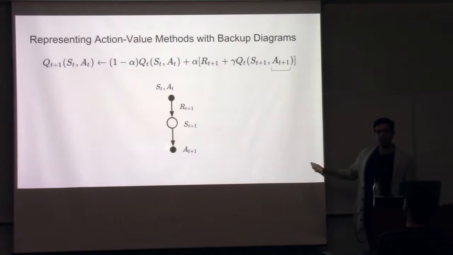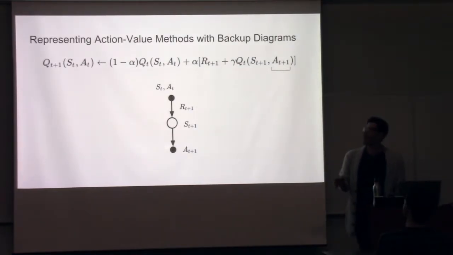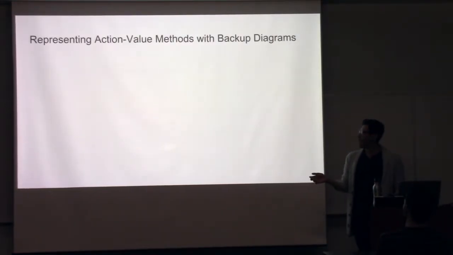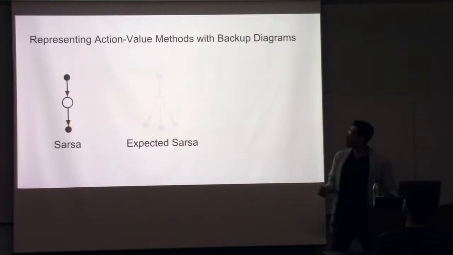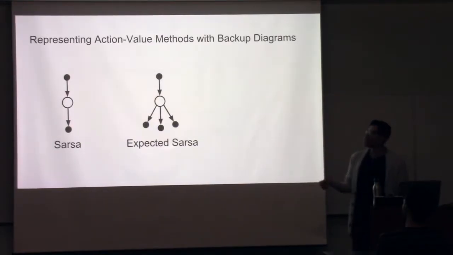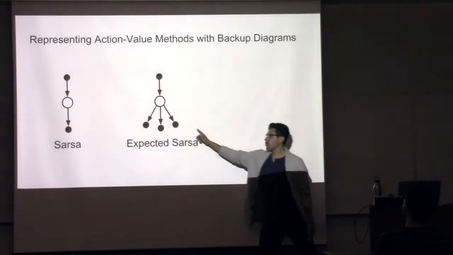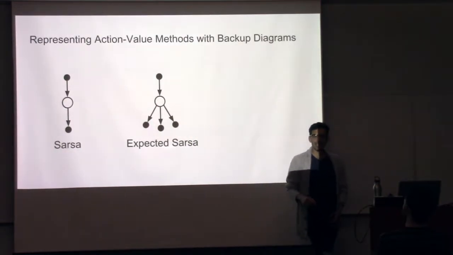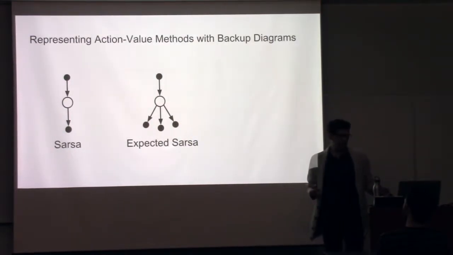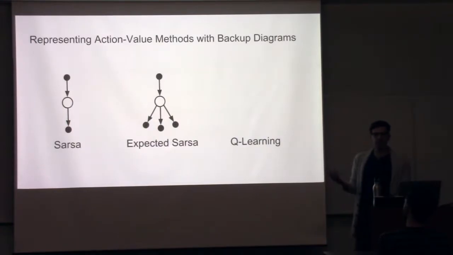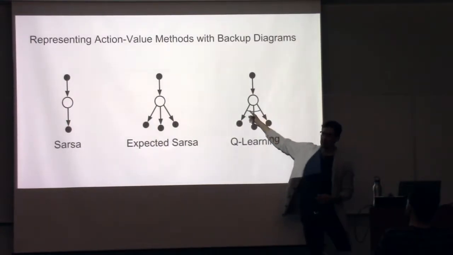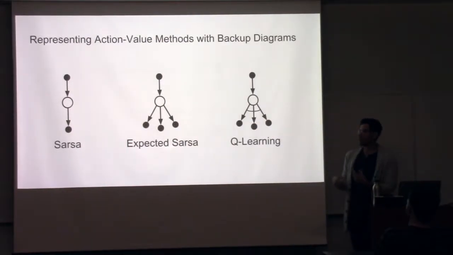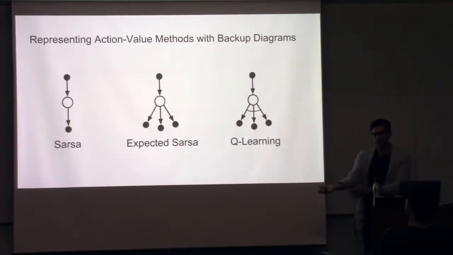Now, backup diagrams are very helpful to introduce algorithms in a very intuitive way. And we can use them to represent many other algorithms. So for example, for expected Sarsa, we can also do the same. The backup diagram looks like this. But in this case, these 3 arrows at the bottom represent an expectation taken over all the actions. We can do a similar thing for Q-learning. The backup diagram looks like that. And this arc connecting the arrows represents a maximization taken over all the actions.